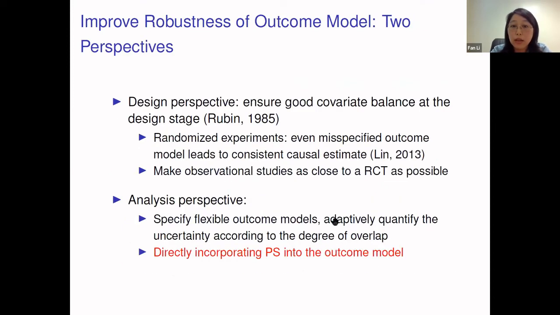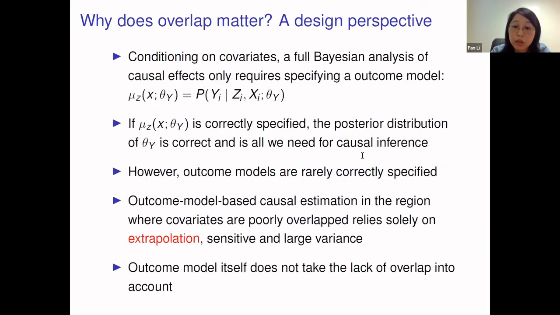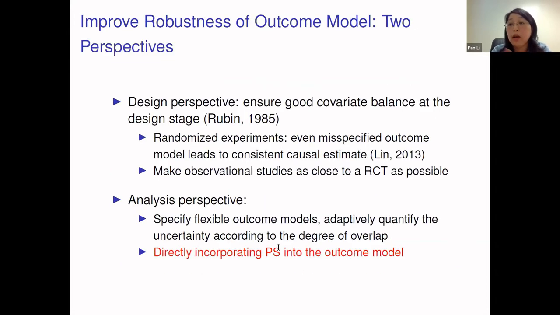That is why I say we need to take a design and analysis perspective. In the literature, there are two perspectives to improve such robustness, because we say that when you have lack of overlap, you're sensitive. So how do we improve that? How do we avoid that kind of problem? There are two perspectives. From the design perspective, again, design perspective means not looking at Y, just looking at the X and the treatment.